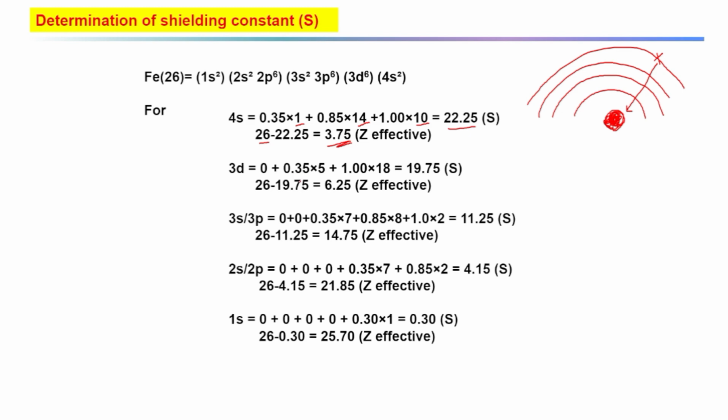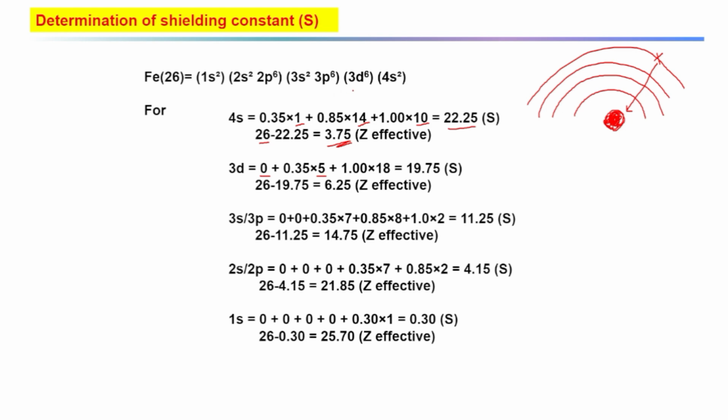Now let's come to the 3d electrons and determine the shielding constant of the 3d electrons. For 3d electrons, there will not be any contribution from 4s. We have to consider the electrons which are before 3d or in 3d. So from 4s there will be 0 shielding constant. In 3d we have 3d6, 6 electrons in total. So each electron can see 5 more electrons, and they are giving shielding constant 0.35. That's why we have to multiply 0.35 with 5.